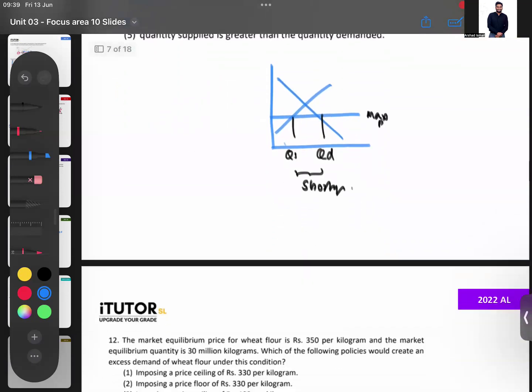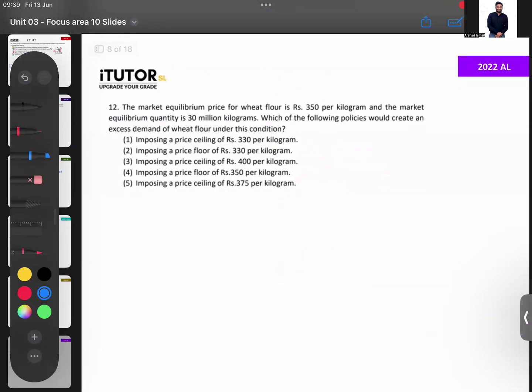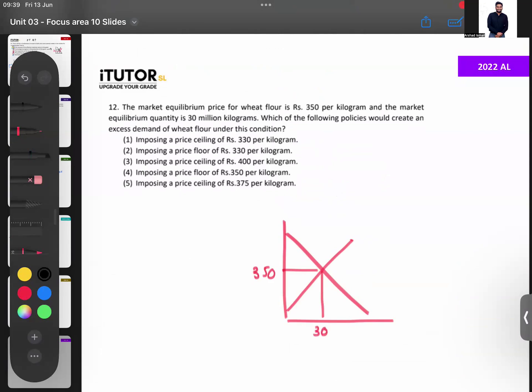Then the next one, 2022, question 12 says, the market price for wheat flour is 350 per kilogram and the market quantity is 30. Which of the following policies would create an excess demand for wheat flour under this condition? When will there be an excess demand? Right now, they are saying the price is 350 and the quantity is 30 million kilos. You will have an excess demand if you set a maximum price, in other words, a price ceiling. That price ceiling has to be at a price less than 350.